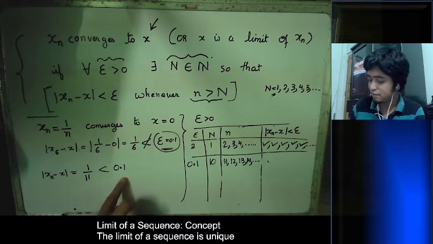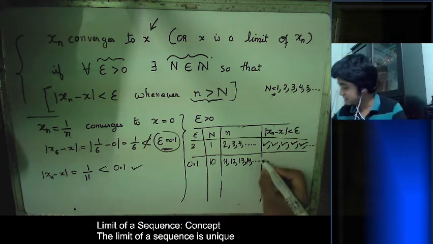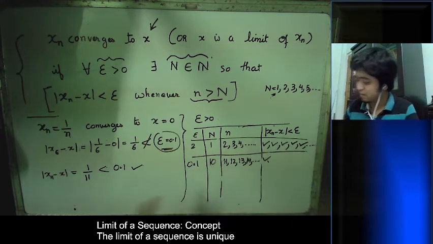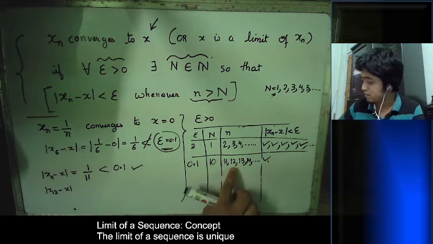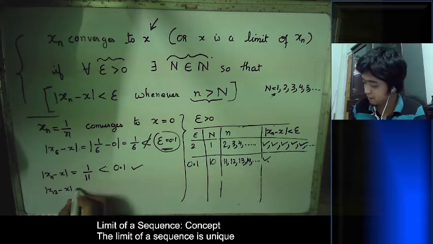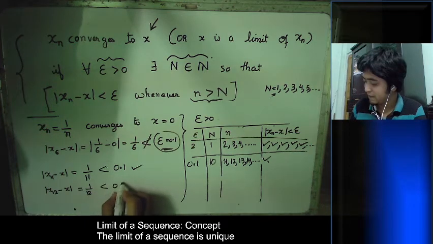Is it less than 0.1? If you calculate, yes, so it is less than epsilon. x12 minus x, because you also have to check for 12, will be 1 by 12. Is it less than 0.1? Yes, it is.